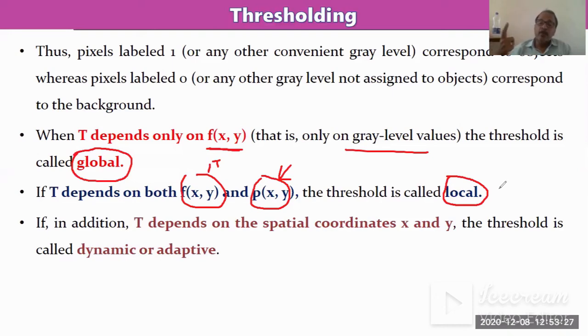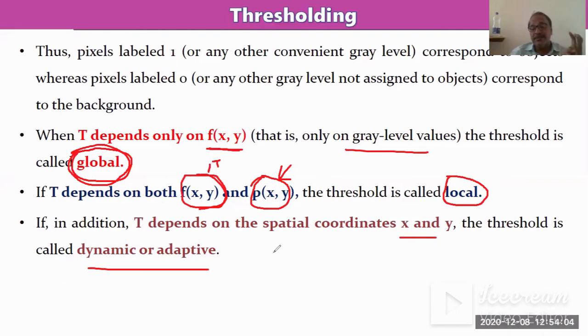If global processing is applied, you only consider the gray level value. That type of processing technique is called global processing, and if the value depends on the intensity value and some predefined criteria, then it is called local criteria or local processing. In addition, if T depends on the spatial coordinates x, y, the threshold is called dynamic thresholding or adaptive thresholding. So this thresholding has different parts.